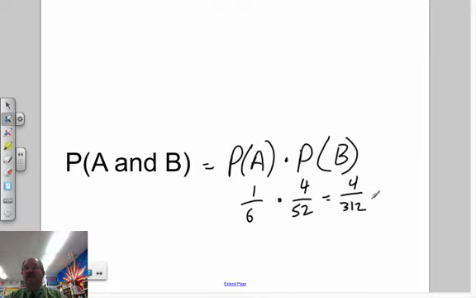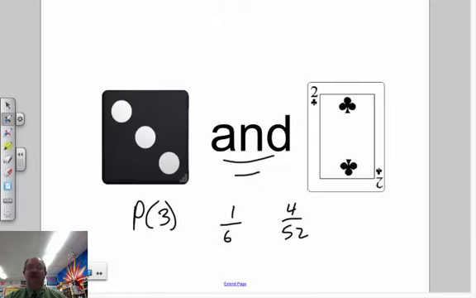Okay, 4 out of 312. We could reduce that. We should reduce that, maybe. But we should certainly change it into a decimal so that we have that other information as a decimal. That's 0.012, which percentage-wise is about a 1.2% chance that when we do two things, we roll a die and we draw a card out of a deck of cards, so we get those two things to happen.